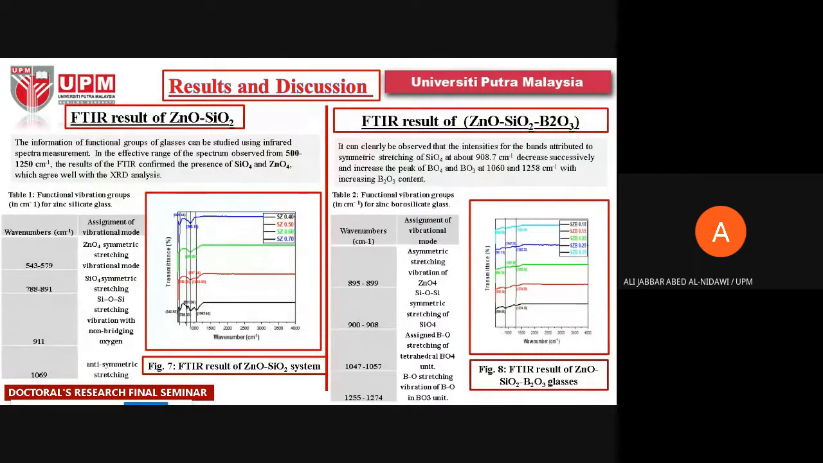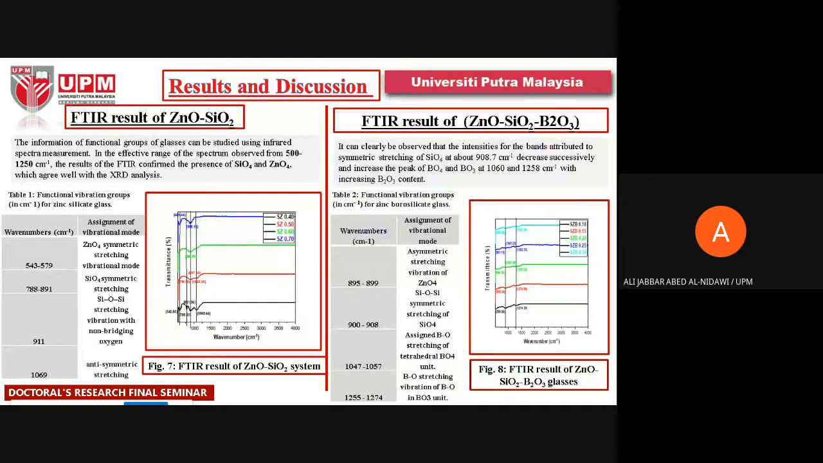The FTIR result. The information of the functional groups of a glass can be studied using infrared spectrum measurement. In the fingerprint region of the spectrum, observed from 500 until 1250 centimeter minus 1, the result of the FTIR confirms the presence of SiO4 and ZnO4, which agrees well with the XRD result.